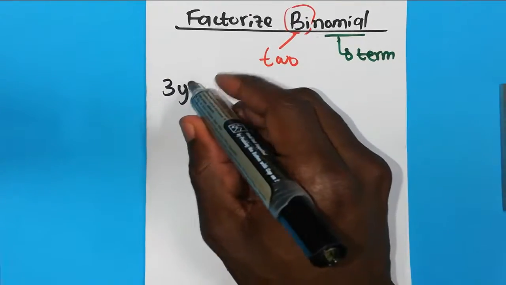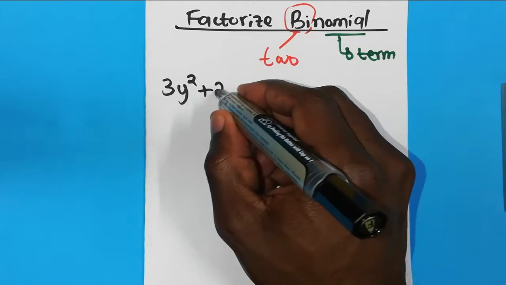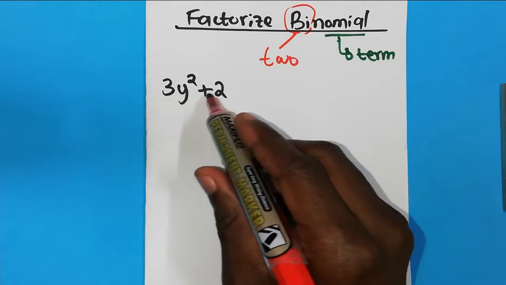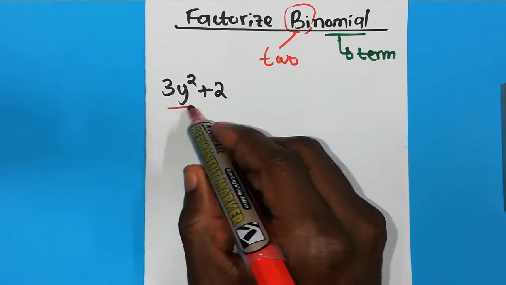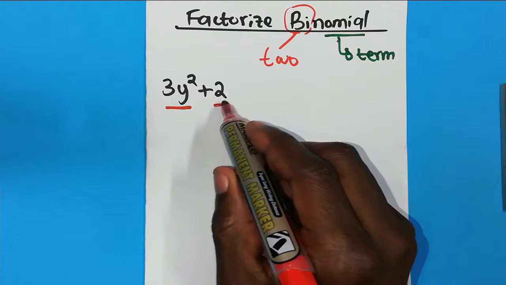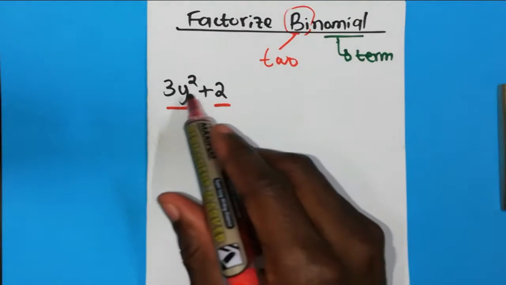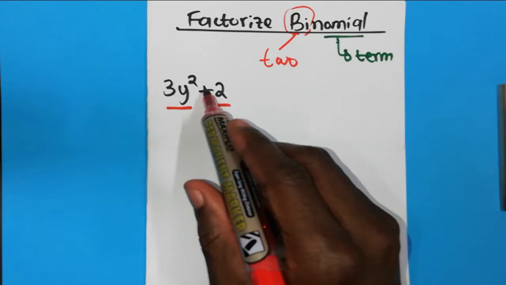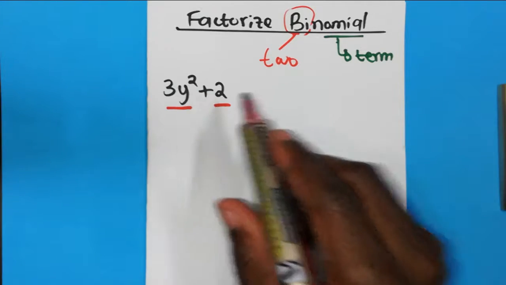So it's 3y squared plus 2. Now if you check this expression, it has 2 terms. 3y squared is the first term, and the second term is 2. A term is separated by a sign, which is a positive or a negative.